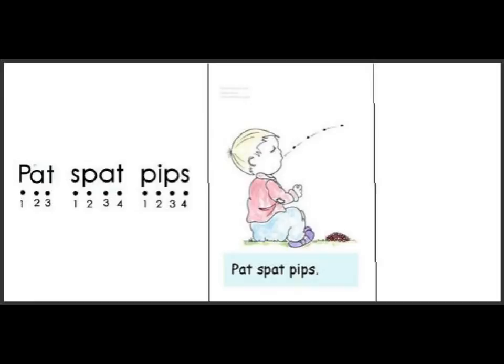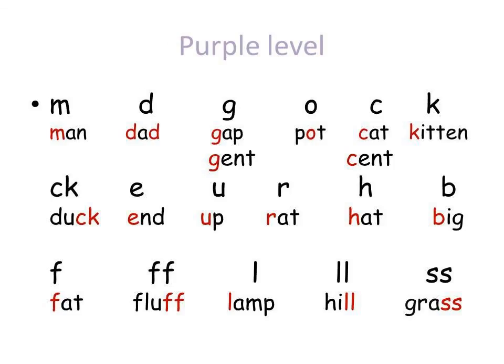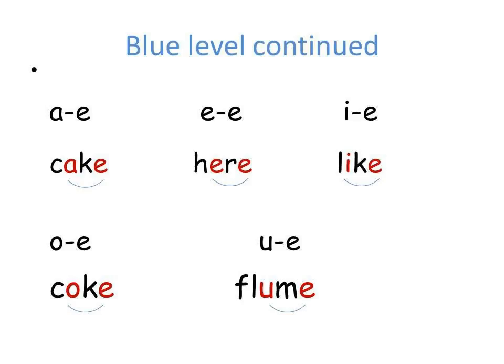So these children are actually decoding readers within the first 3 weeks of prep, and we build up at such a rapid rate that these children are far exceeding their expected reading and spelling levels for their age.